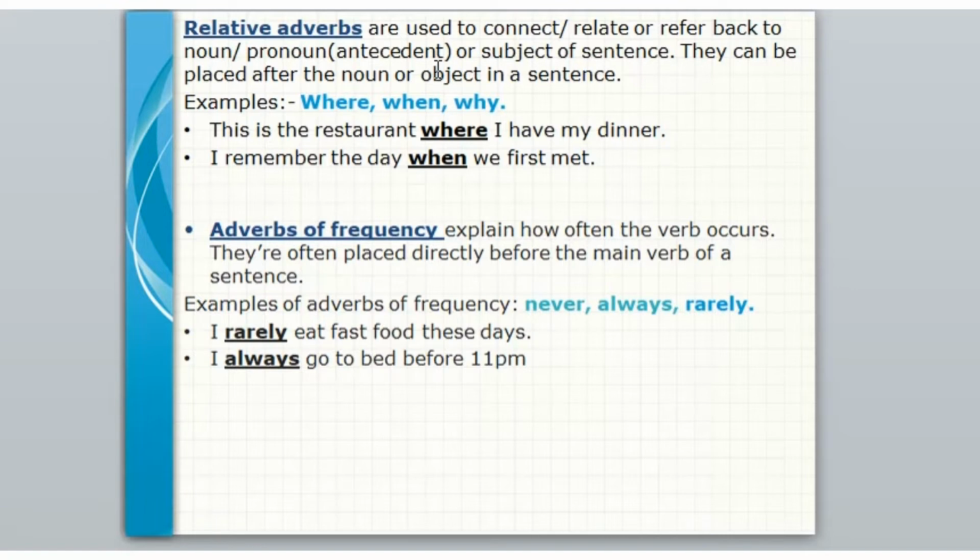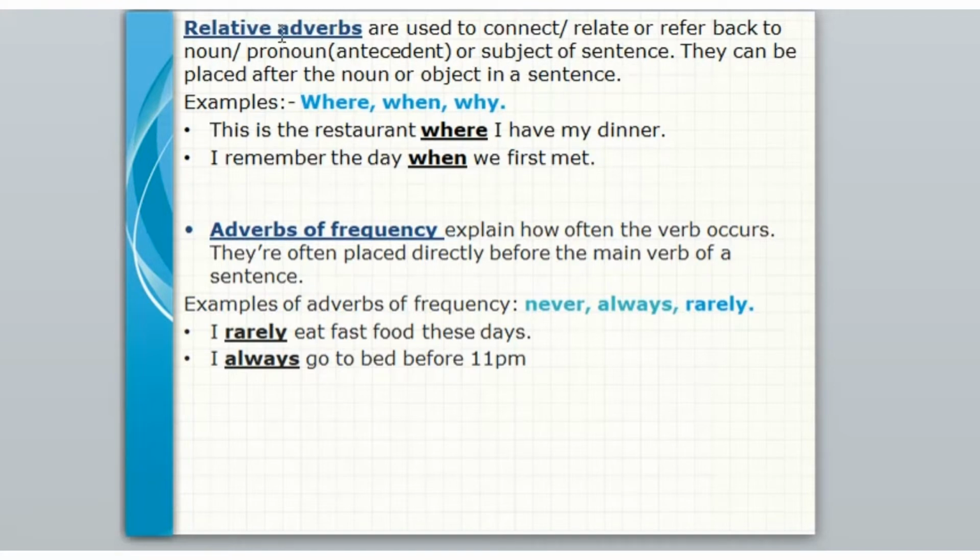For example, Sarah is my friend, Sarah lives here, Sarah moved here, they shifted and all. Instead of repeating Sarah again and again, we will be using she or her, right, students? So she and her is the antecedent of that proper noun. And also he, she, her, him, they are all called the pronouns, or subject of a sentence. They can be placed after the noun or object in a sentence.